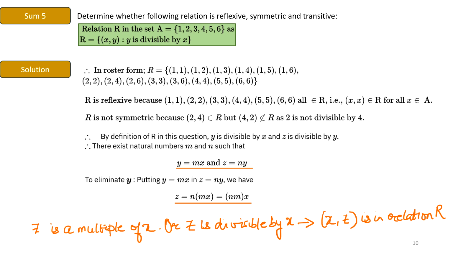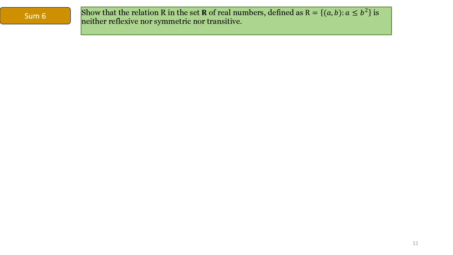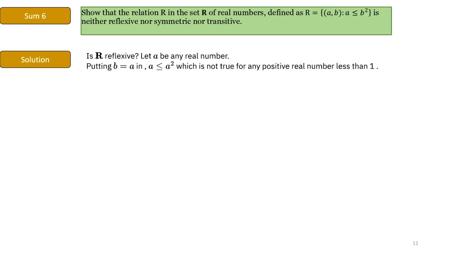Hence, R is a transitive relation. Show that the relation R in the set of real numbers, defined as R = {(a, b) : a ≤ b²}, is neither reflexive, nor symmetric, nor transitive. R is not reflexive. If we put b equals a in the relation R, then a needs to be less than or equal to a², which is not true for any positive number less than 1.